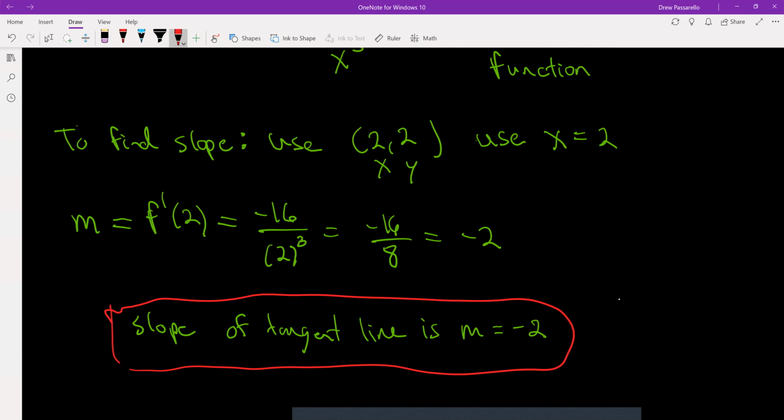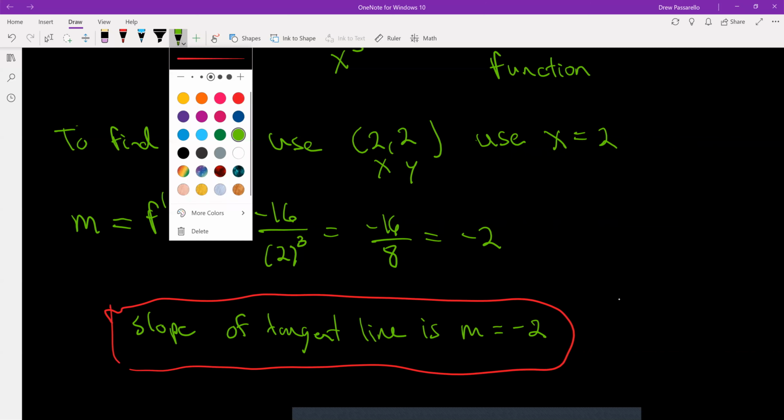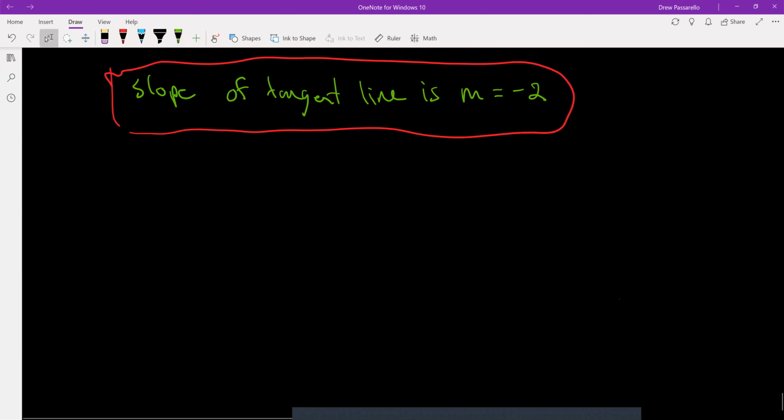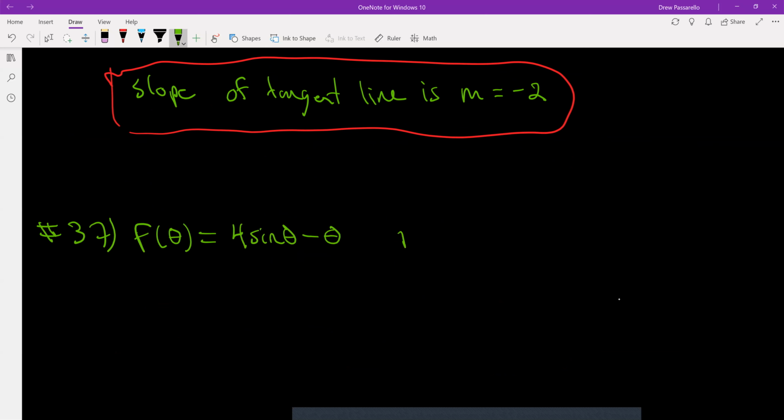All right, and then I'll do another example where you find the slope of the tangent line. And this another example is number 37. So same idea. It's a different function. So say the function I give you is f of theta equal to 4 sine theta minus theta, and the given point is 0, 0. So I'm going to find the slope of the tangent line.